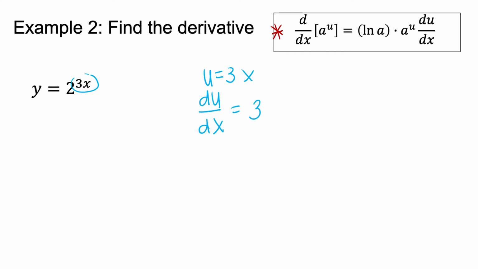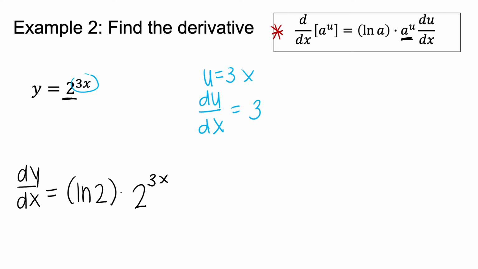Following my pattern or my rule here, my derivative dy dx is equal to the natural log of a, so a is still going to be this base of 2, natural log of 2, times a to the u, so 2 to the 3x, and then times the derivative, which would be times 3. Now we have to be careful when we simplify in what we actually can combine. So 2 to the 3x is the only term that has that exponent of 3x and the only term with a base of 2. So we can't combine that with anything.